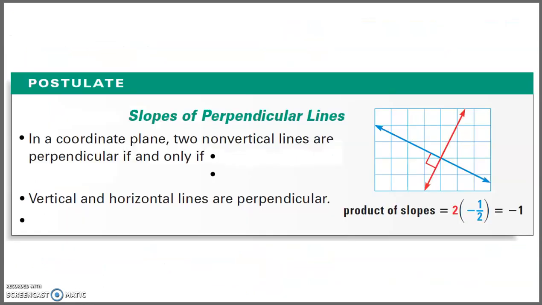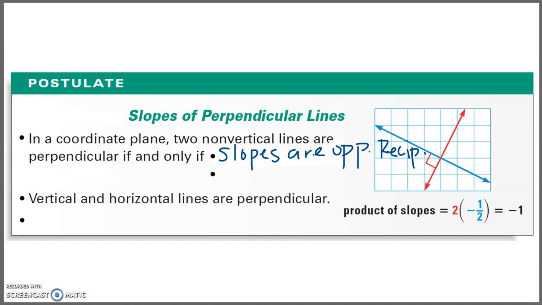Okay, so let's put this down in your notes formally. This is a postulate, the slopes of perpendicular lines. What do we know about them? In a coordinate plane, two non-vertical lines are perpendicular if and only if the slopes are opposite reciprocals. Which means those slopes are flipped and negated. That's what it means by opposite reciprocals.